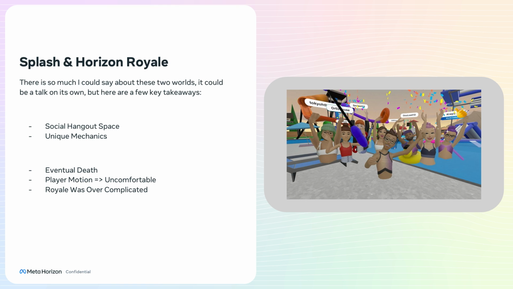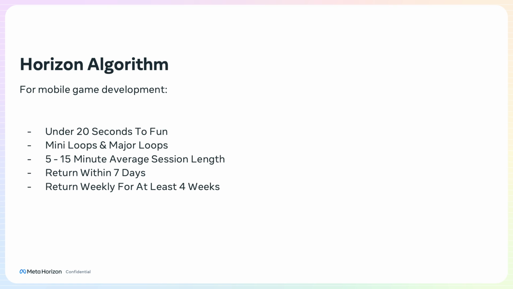Player motion is uncomfortable. Both of these worlds had player motion. That's a bad thing. New users cannot do player motion. I definitely attribute some of the death of these to the fact that you were being moved. In Splash, it was a little more expected, right? You're stepping on a water slide or whatever it is. In Murder Manor, you're getting blown up, so maybe a little less expected, but the point is, try not to use player motion. It can be very uncomfortable. And Royale was overcomplicated. We talked about that. So moving on to the next slide.